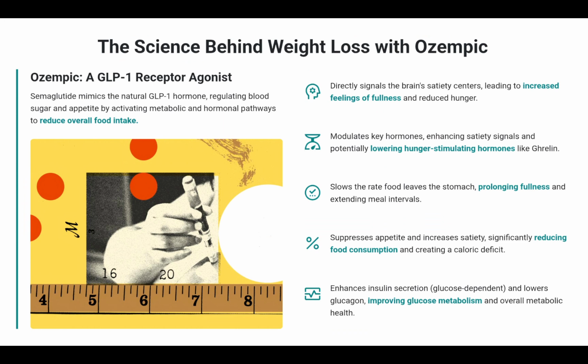3. Through its gastroparesis-like effect, the slowing of gastric emptying, it prolongs the time food stays in the stomach, thereby extending meal intervals and reducing overall calorie intake. 4. The cumulative result of all these mechanisms is a significant reduction in food consumption, creating a sustained calorie deficit over weeks and months, which is the physiological foundation of weight loss. 5. And lastly, by enhancing glucose dependent insulin secretion and suppressing glucagon, it improves overall glucose metabolism, reduces fat signals, and supports better metabolic health across the board.